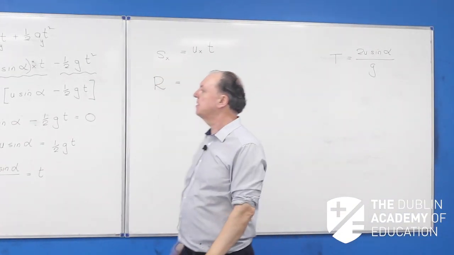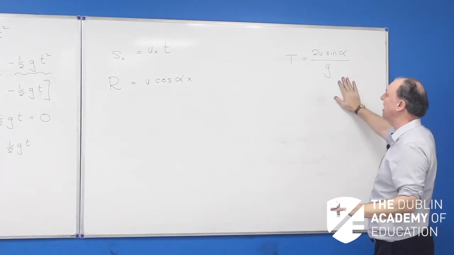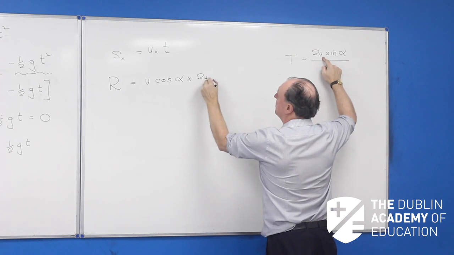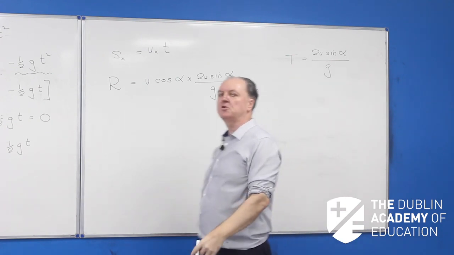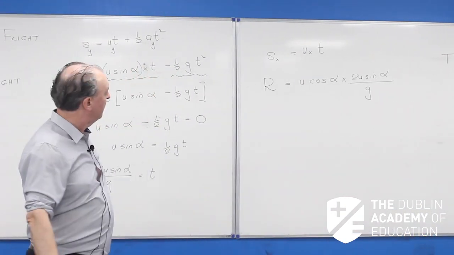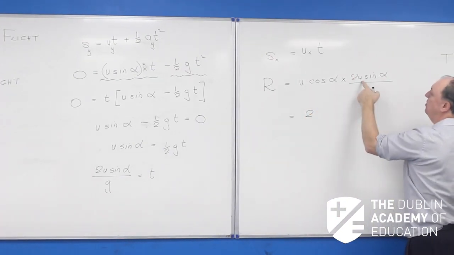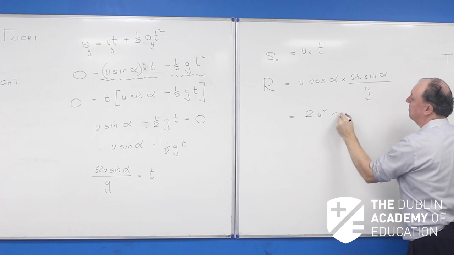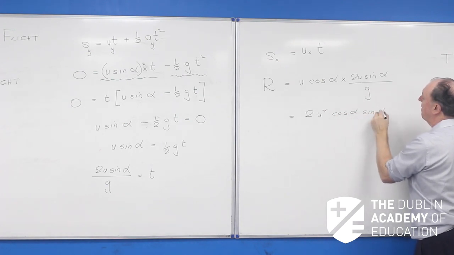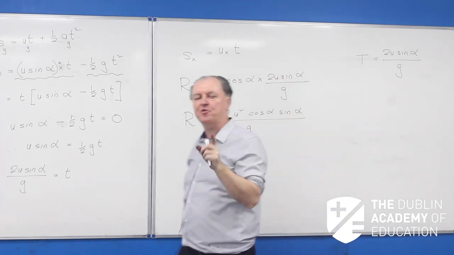So R is equal to ux, u cos alpha, by time, which is the time of flight, which I've worked out here, 2u sine alpha divided by g. So let me tidy that up. I'll put that 2 in front. u by u, u squared, cos alpha sine alpha divided by g. That's a formula for the range.